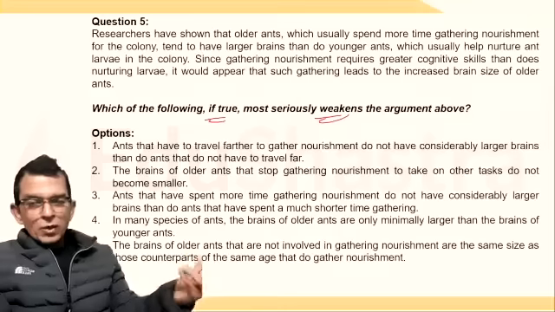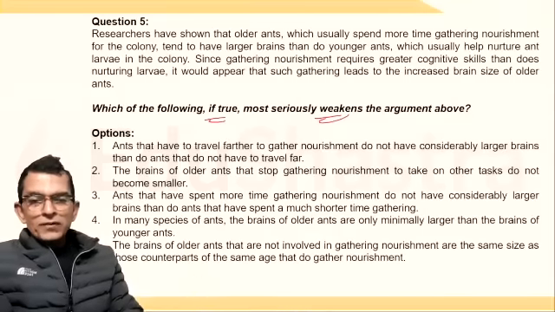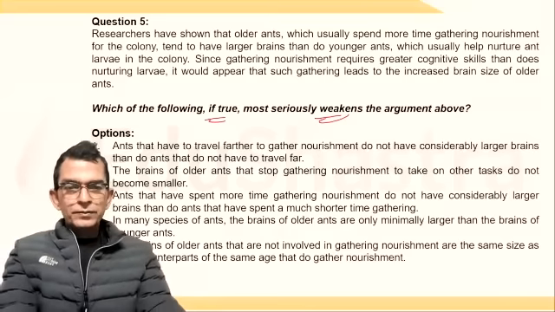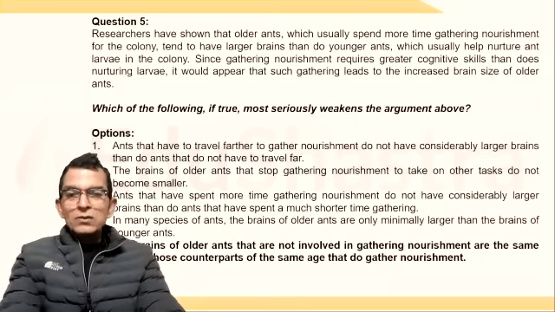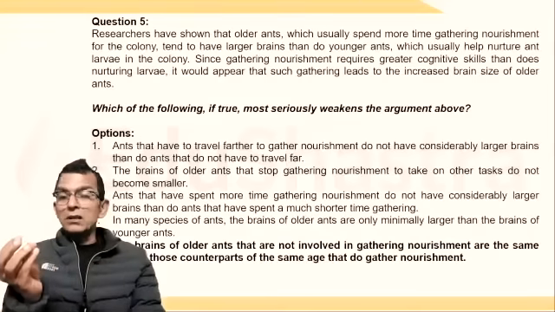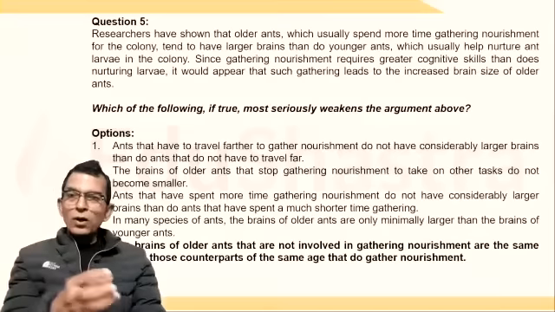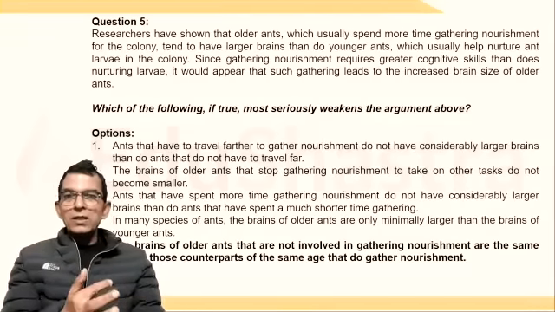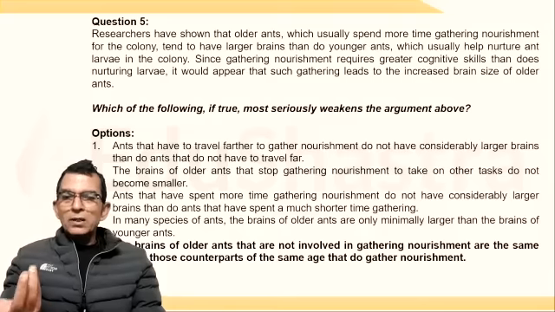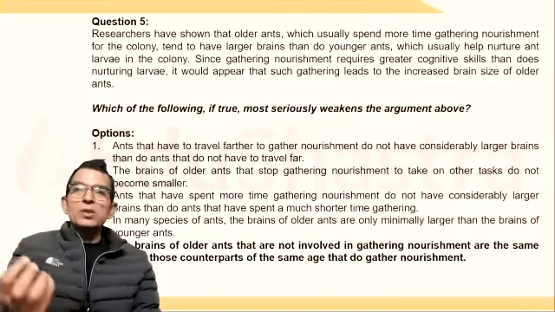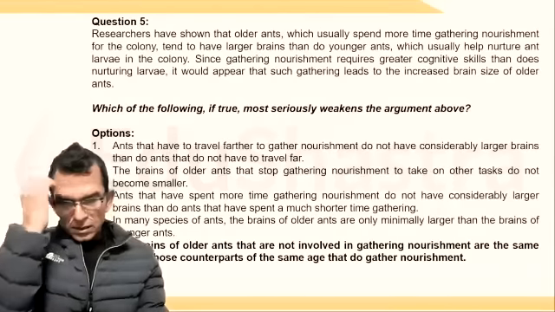It's because of getting older, not because of gathering. The fifth is the correct answer. Okay. Because what had to be said, only this much, that the research paper says that the brains of older ants become bigger because they are gathering and that and this. But even when they are not gathering, just because they are old, the brain is bigger. Okay, so which means I have counter-argued it. You cannot attribute the reason to gathering. Okay, and that's all.